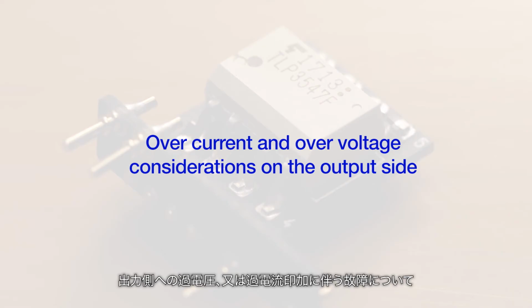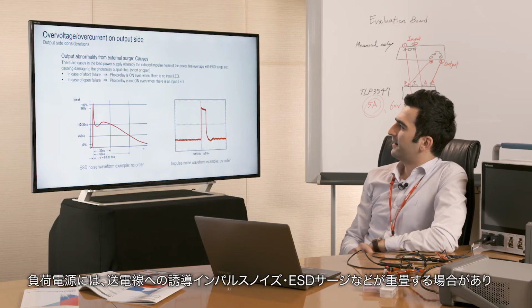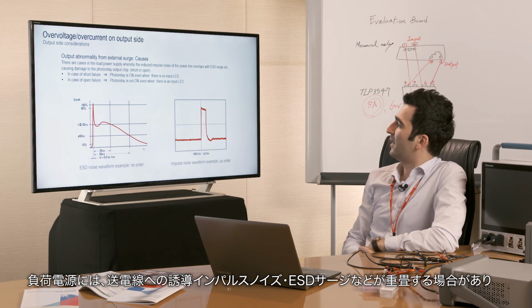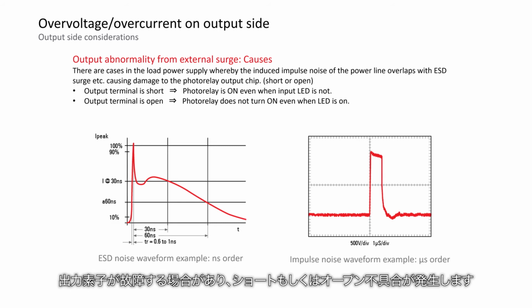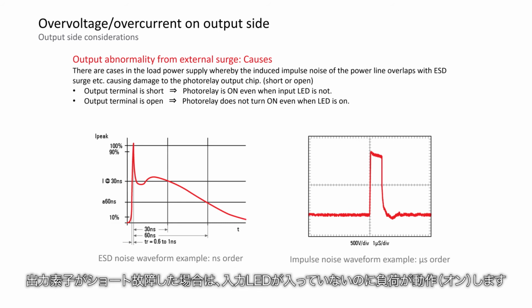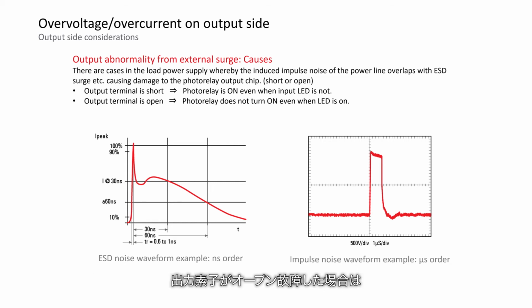Next is the overvoltage and overcurrent on the output side. There are cases in the load power supply whereby the induced impulse noise of the power line overlaps with the ESD surge, causing damage to the photorelay output chip. In case of short failure, the photorelay is on even when there is no input to the LED. In case of open failure, the photorelay is not on even when there is an input on the LED side.